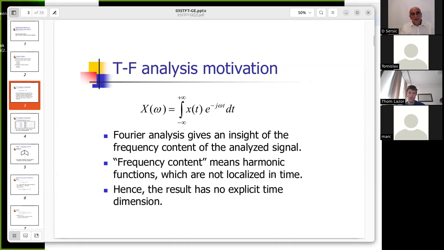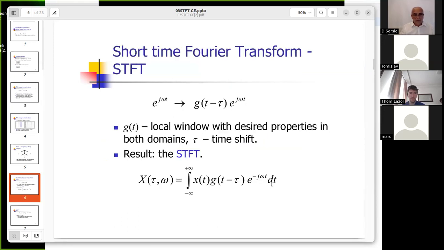So we must introduce some third term, something that will provide localization in time and probably in the frequency domain. So instead of having pure cosine and sine functions, we are introducing G, which is some kind of local window with desired properties in both domains. And once we have such a window, we are going to shift it to the left or to the right over the time axis to achieve some kind of resolution in time.